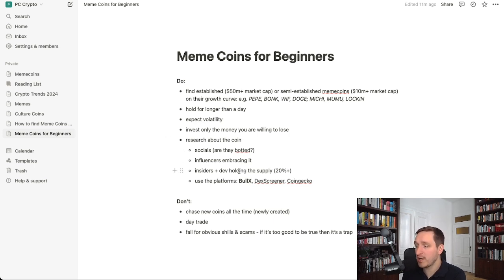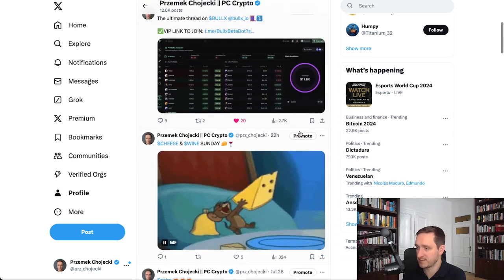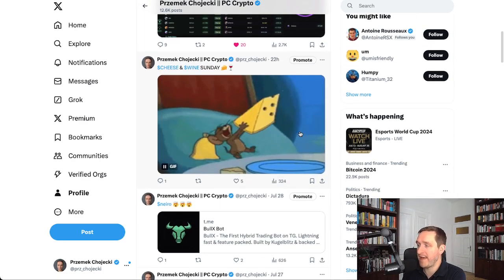Other than that, look at the insiders and devs holding the supply. This is what you can see on BullX, as I've shown you, how many people from the top 10 holders are holding the coin. And also look at the influencers. So a lot of people on Twitter, even I tend to tweet a lot about particular coins, right? You have to understand whether this particular tweet is in some way bought by the team or not.